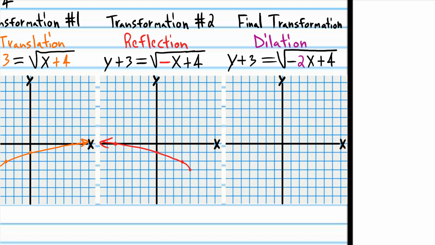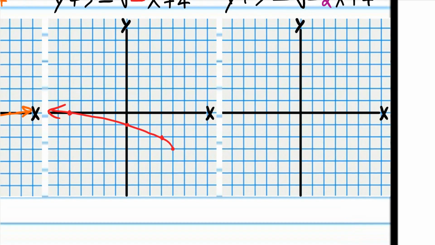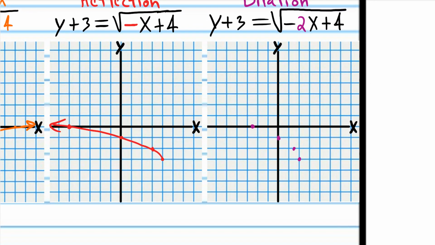So we're actually going to divide all the x values by 2. So the x value of this point is 4. Divided by 2, we get 2. The x value of this point is 3. Divided by 2, we get 1.5. The x value of this point is 0. Divided by 2, that's still going to be 0. And the x value of this point is 5, or negative 5, that is. Divided by 2, we get negative 2.5. So this point went here, this point went here, this point went here, and this point went there.